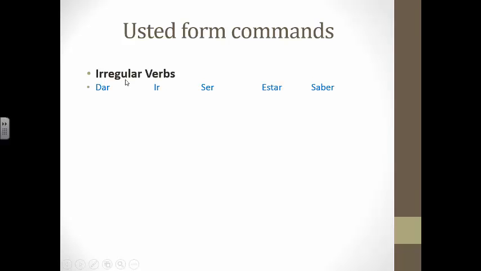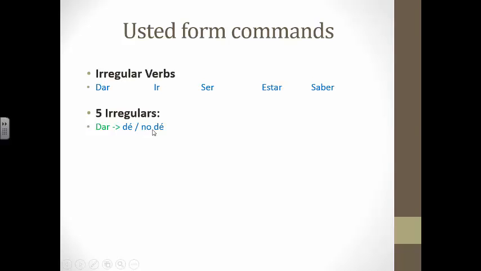Okay, so they're irregular because you can't take them through the normal steps here. For example, I can't go to "estoy," drop the O, because obviously it ends in O-Y, and then add the opposite ending. That just doesn't work. So for these, you just have to memorize these, and I'll teach you a trick when we're in class. Okay, so please write these down.